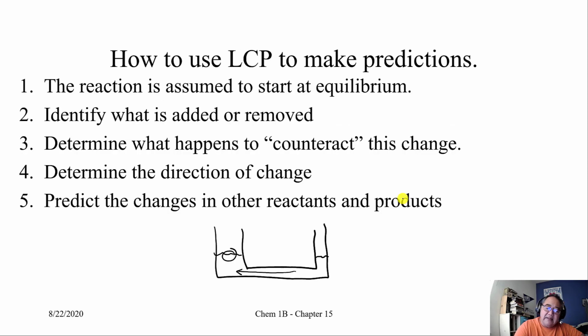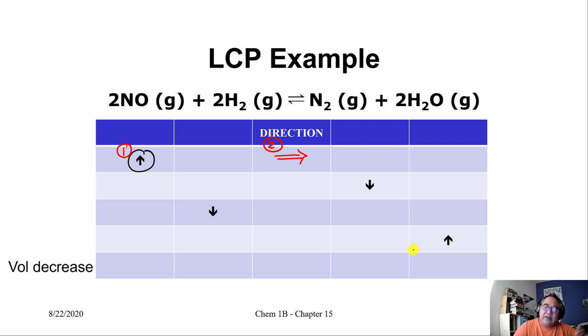Again, going back to this: the reaction assumes we start at equilibrium, identify what was added or removed, determine what happens to counteract this change. That's going to help us determine direction. So if you put stuff in, it needs to come down. It's going to go to the right, let's say in this case. So if that's the case, now we can determine what happens to everything else. If the reaction is shifting to the right, these will go up. So I usually draw an increasing arrow like that, and these will go down. So that's what will happen to the H2.